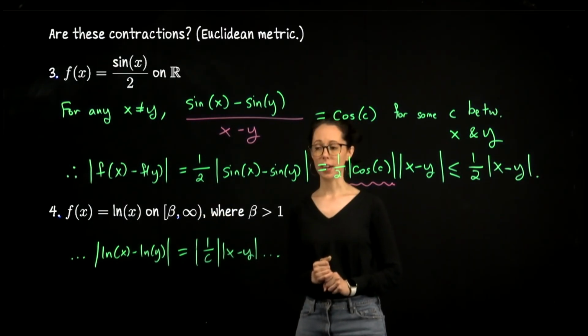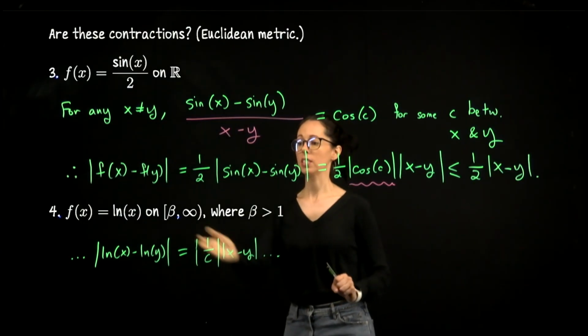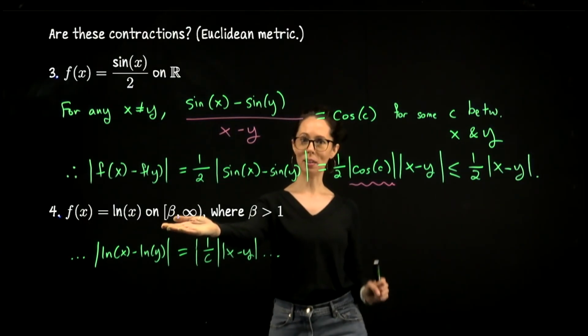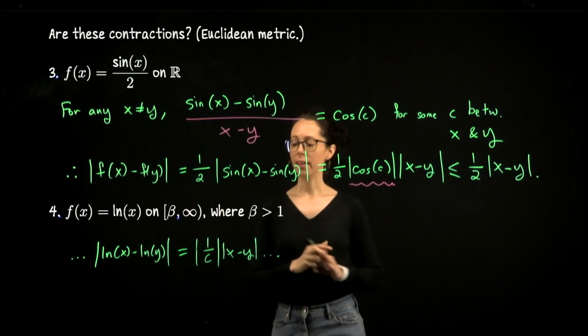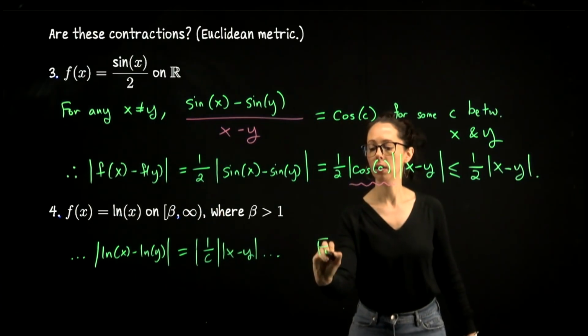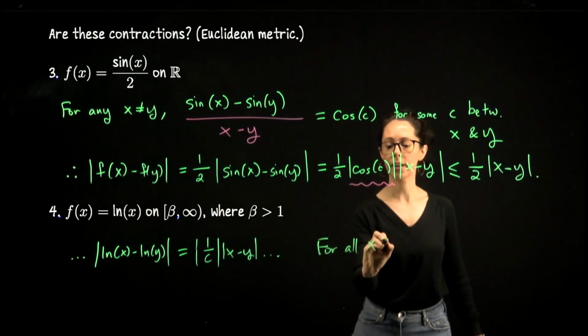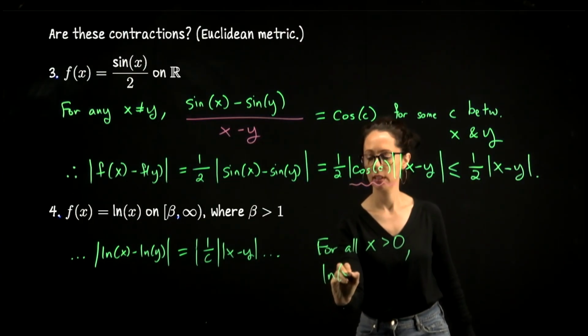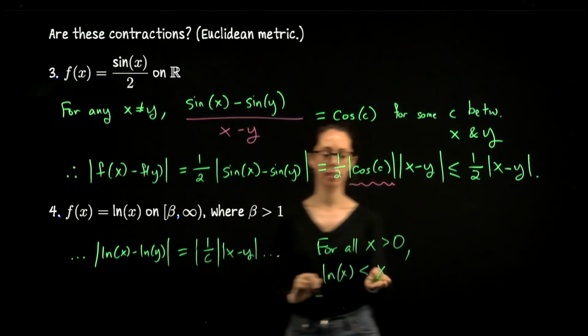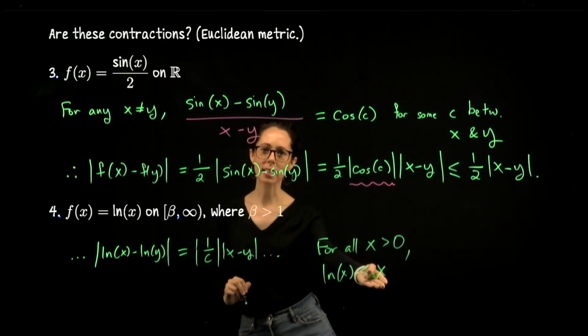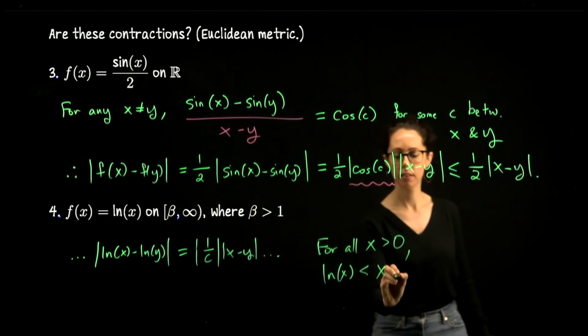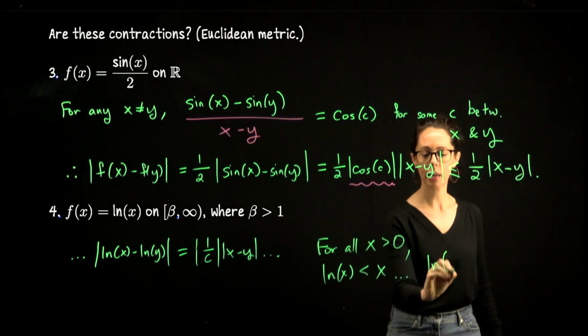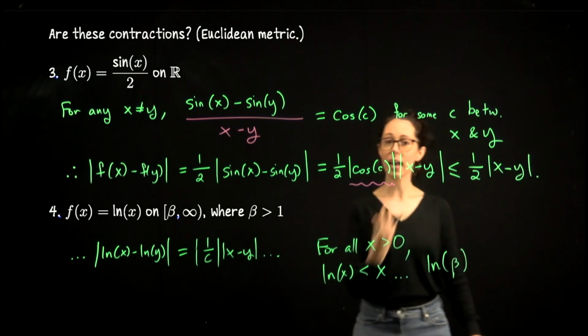What's failing here is that f does not send this domain back to itself. That's because for all x greater than 0, natural log of x is under the identity function. So natural log of x is less than x, which means that natural log of, say, beta is less than beta.